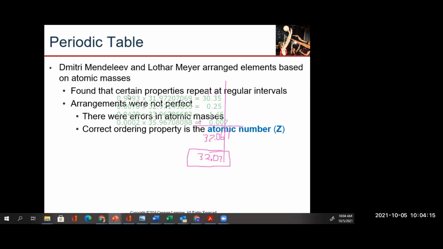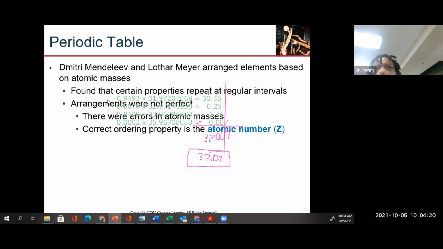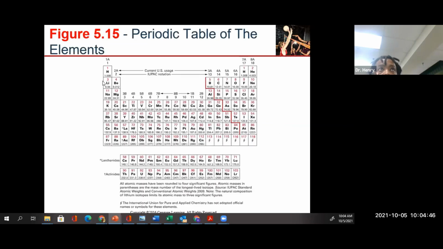Okay, so let me clear the screen. Let's talk to you guys about the periodic table. We've kind of seen the periodic table and played with it. Initially, the periodic table was arranged by atomic mass, and there were huge errors with the atomic mass. So they later rearranged the periodic table based upon the atomic number, which is the number of protons. That's what it's currently arranged as now. If we take a look, this is the periodic table, and you'll notice it's arranged in terms of the atomic number.